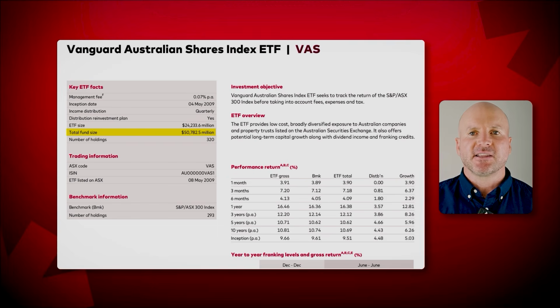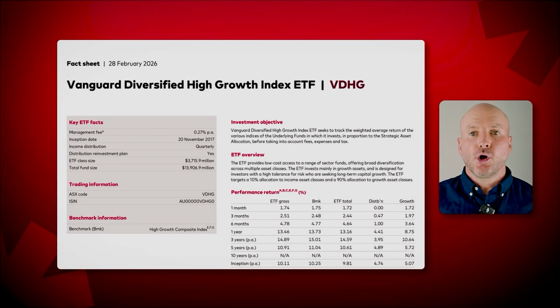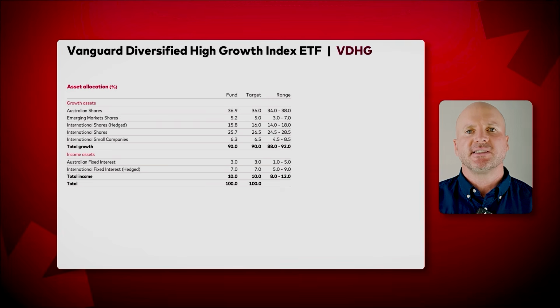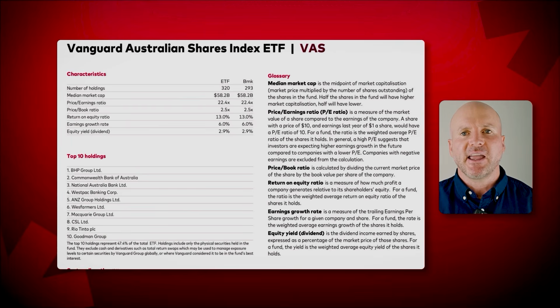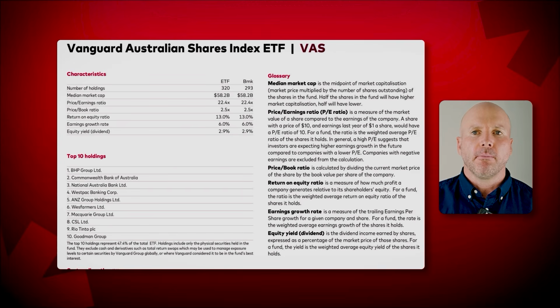Fifth, I look at the fund size and popularity. Larger funds usually support strong liquidity and tight spreads. With smaller or newer funds, it is worth checking how they trade before putting in larger amounts. Sixth, I look at portfolio fit. This is the step most people skip. If you already own VDHG, you already have Australian shares, international shares, and bonds. Adding VAS might be a deliberate tilt, or it might just be an accidental overlap. You need to know which one it is. So before buying any ETF, work through these 6 things and you'll make much better decisions.